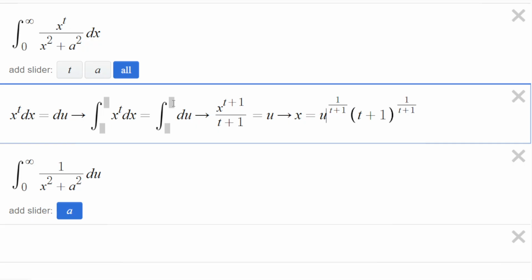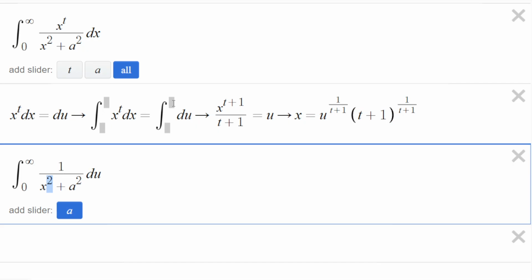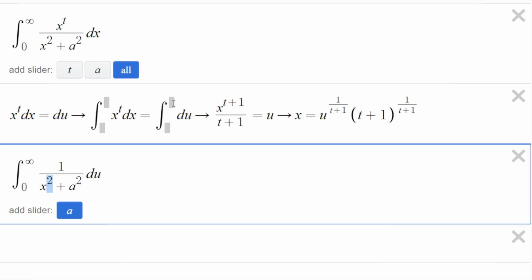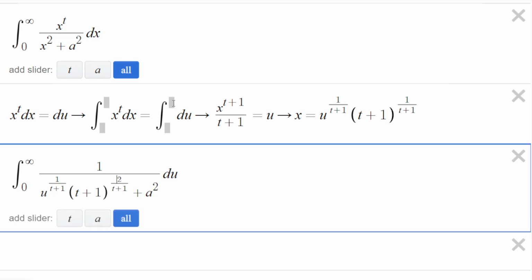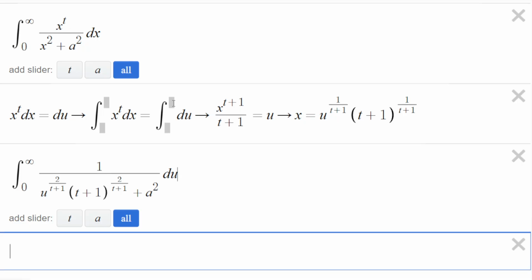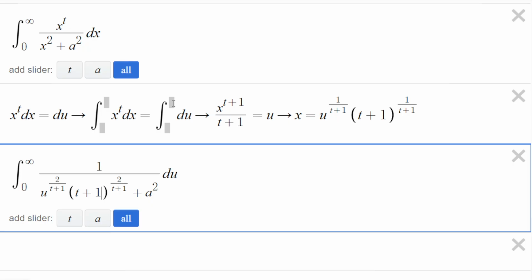But now, what about our x squared? What does that become? It's going to become this whole thing squared. Oops, this whole thing squared. Oh, there it is. And if we square it, we get this. And our du, well, actually, that's it, right? That's all it is. Let's rewrite this a little bit more.